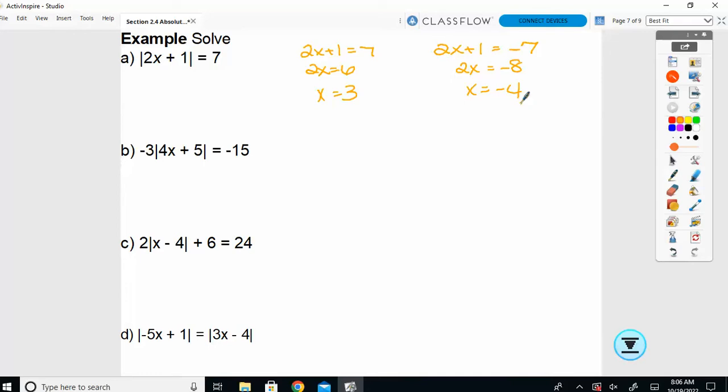When I look at this, how is it different? There's a negative, not red negative 3. Okay, you have to have the absolute value by itself first. So before I make two separate equations, I need to divide by negative 3. So we get the absolute value of 4x plus 5 equals 5. So then we make two equations. 4x plus 5 equals 5, and 4x plus 5 equals negative 5.